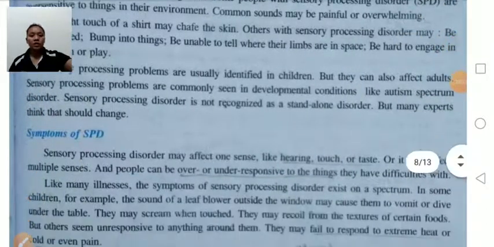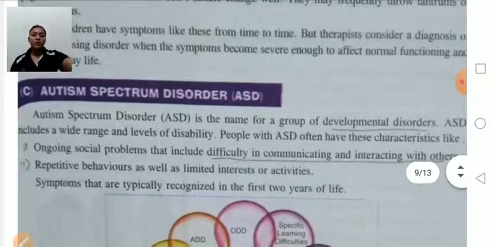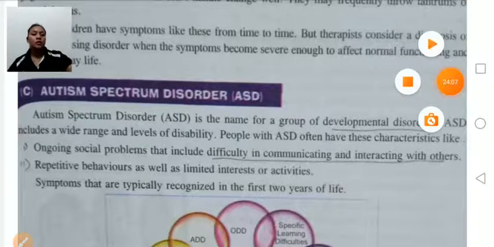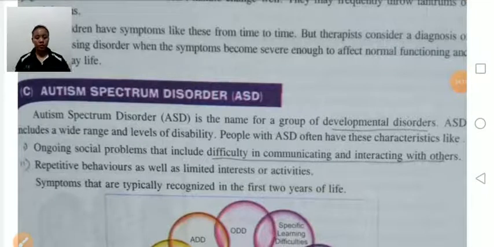Next is autism spectrum disorder. Autism spectrum disorder is the name for a group of developmental disorders. Autism spectrum disorder is a developmental disorder in which the person faces difficulty in communicating, language problems, social skills and behaviors. Mainly young children with autism spectrum disorder face difficulty with communication, language, social skills and behaviors.